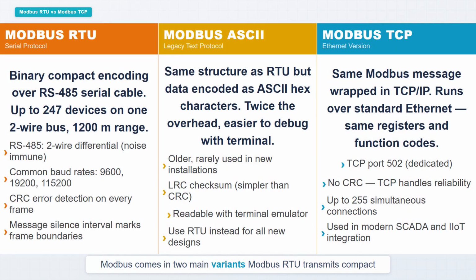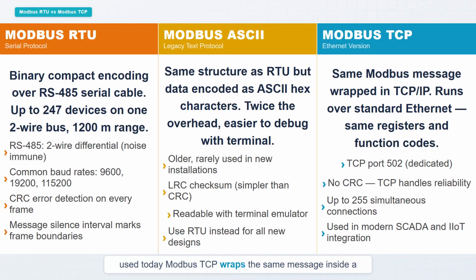Modbus comes in two main variants. Modbus RTU transmits compact binary data over serial cables. RS-485 is the most common physical layer, supporting multiple devices on one 2-wire cable at distances up to 1,200 meters. Modbus ASCII is similar but encodes data as readable text characters, older and slower, rarely used today.